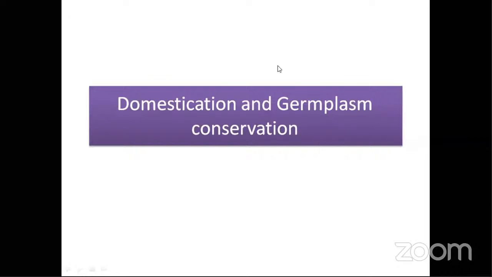Good. Today, we are going to see about the topic that is domestication and germplasm conservation. We'll begin with domestication. If within time we finish, we'll go for germplasm conservation, or else whatever part remains, we'll see that in next class. So, start with the domestication.